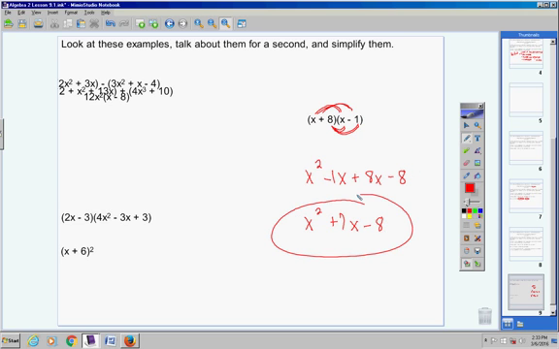So what do I have here? I have a second degree trinomial. A second degree trinomial, because that's 3 terms. A trinomial, of course, is a polynomial.